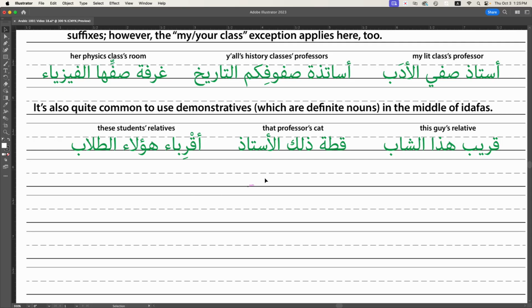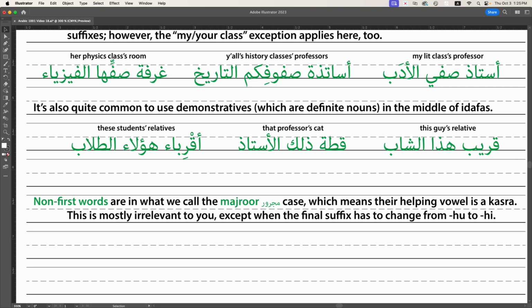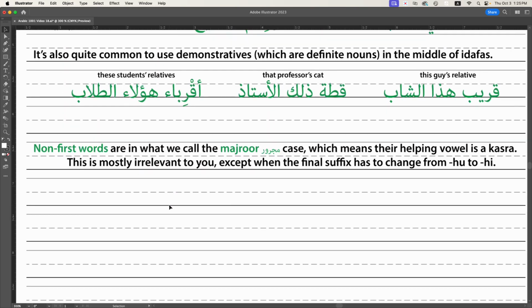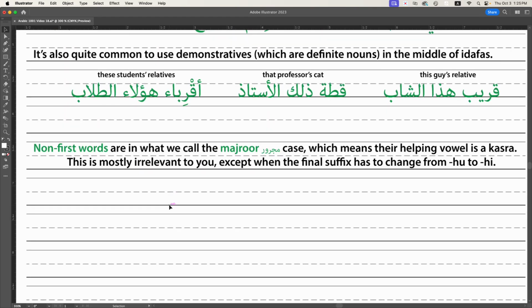This is something you'll see all the time, having an ism ishara, a demonstrative, this, that, these, or those, in the middle of an idafa. Arabic loves to do this, and you'll see it all the time, and you'll get used to it very quickly. All right, now let's turn to non-first words.